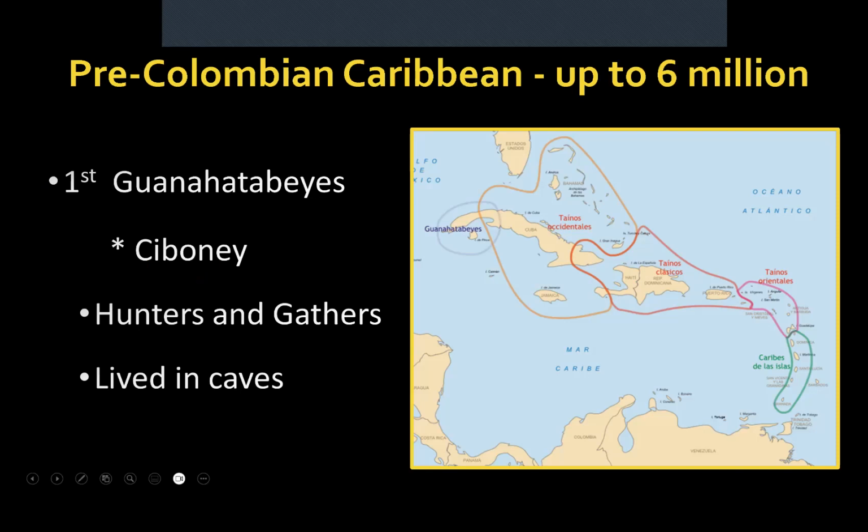Now, before we get to that, we want to talk about the pre-Columbian Caribbean. That's before the Europeans came across. There were up to maybe 6 million people who lived in the Caribbean islands. The first group is the Guanahatabey. I don't know if I pronounced that correctly, so I'll try not to do it too much. They're also called the Siboney. So you hear both names, the Siboney, and this is the first group.